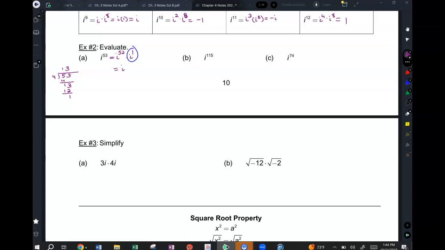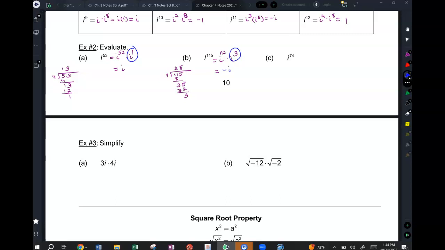This is equal to just i. Okay, so let's do it again. 115. Divide by 4, always by 4. 4 goes into 11 2 times. So we get 35. 4 goes into 35 8 times. We get a remainder of 3. So here I'm going to take out the 3. This is i to the 112 times i cubed. Ignore the 112. Just take the i cubed. How much is i cubed? Negative 1, huh? It's negative i, sorry.